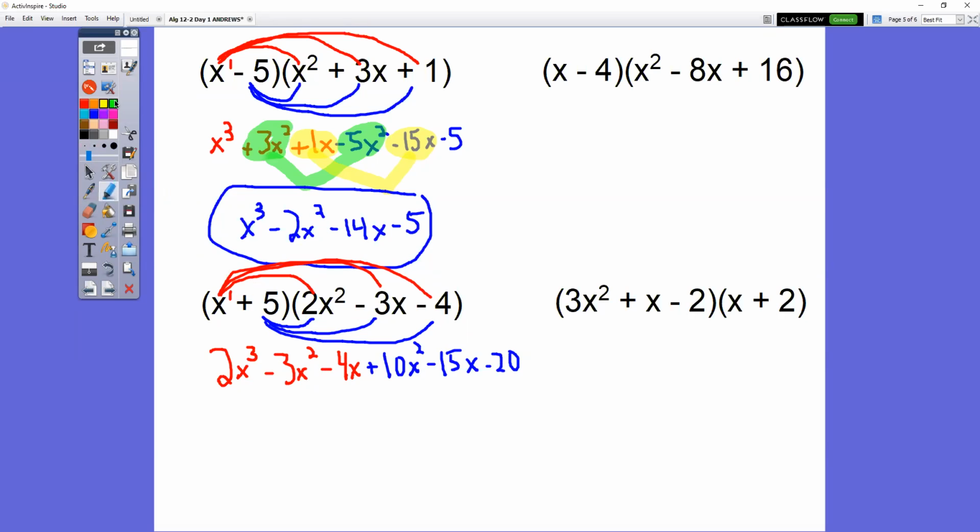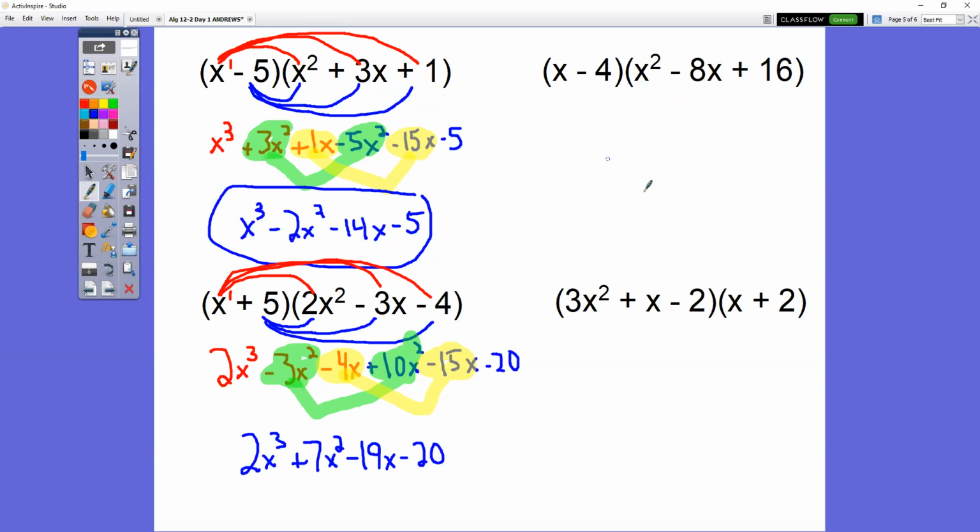When we go to add together our like terms, we have x squareds and x squareds that we want to add together. And we have x's and x's to add together as well. So we have 2x cubed. -3 plus 10 is 7x squared. -4 plus -15. Be careful. Negative plus a negative is still a negative. So it's -19x. And then -20. Go ahead and try this one in the upper right-hand corner on your own, please.